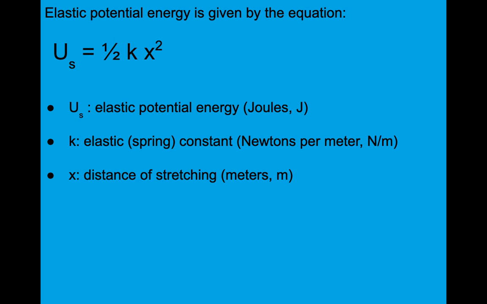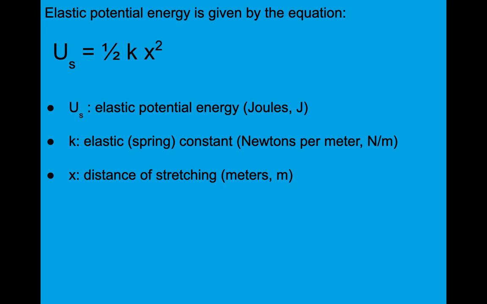We use the variable x to represent that. The units for displacement are meters. When we take newtons per meter and we multiply by meters squared, we get newton-meters, which is technically equal to a joule. Okay, so that's where our units come from.